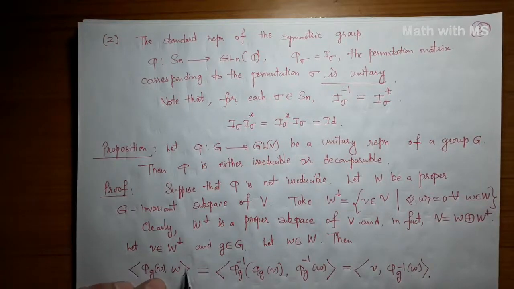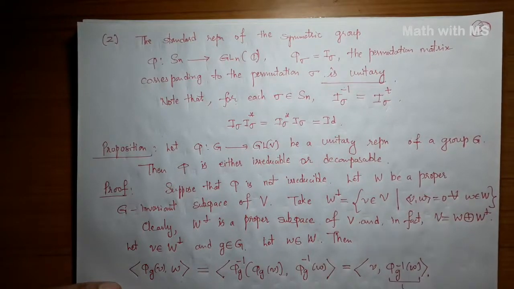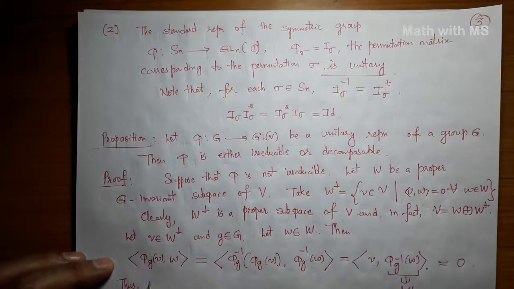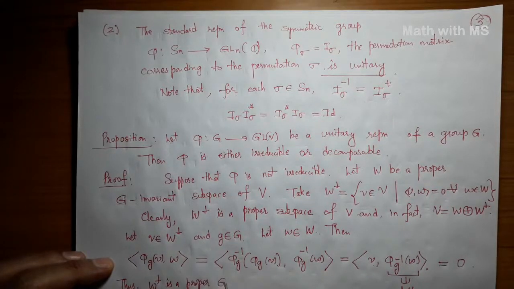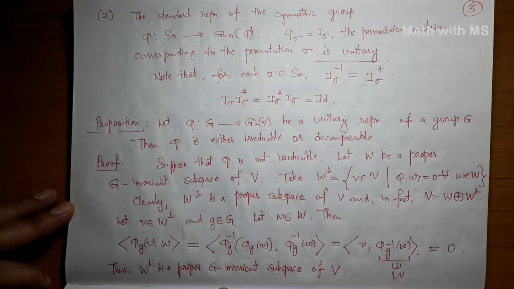But you see, where is little w? Little w is in W and it is G invariant, so phi g inverse of w is again in W. So now this is an element of W and this is an element of W perp, so this has to be 0. Okay, so this shows that W perp is a proper G invariant subspace of V.